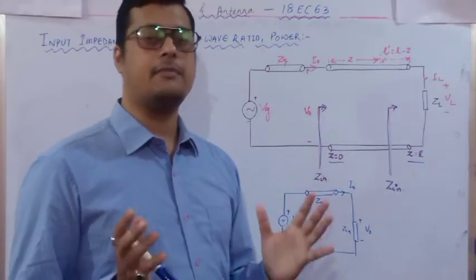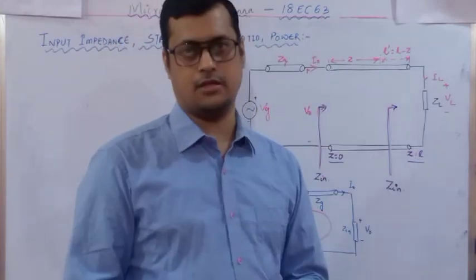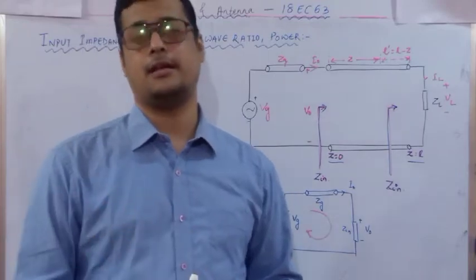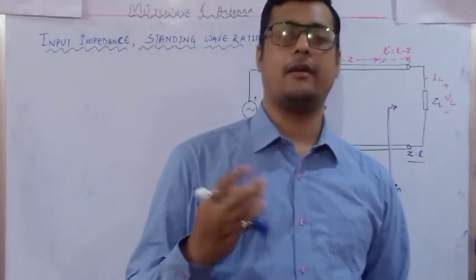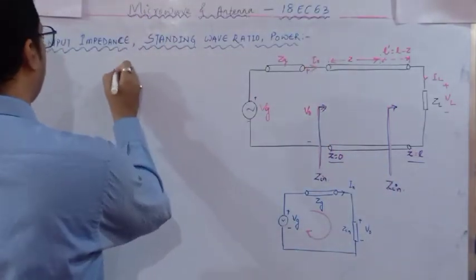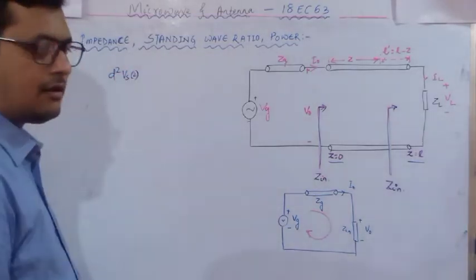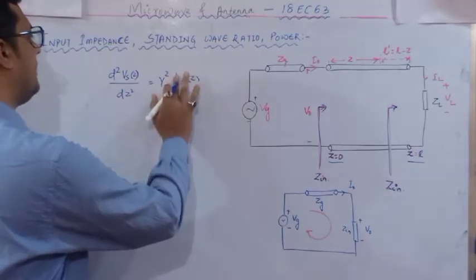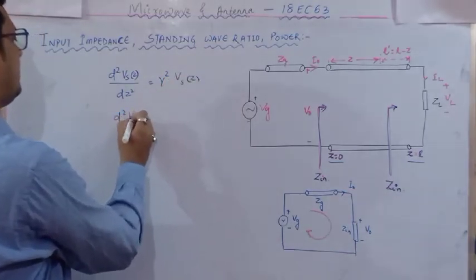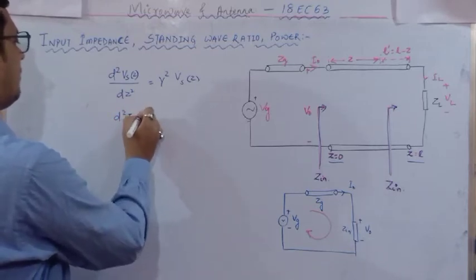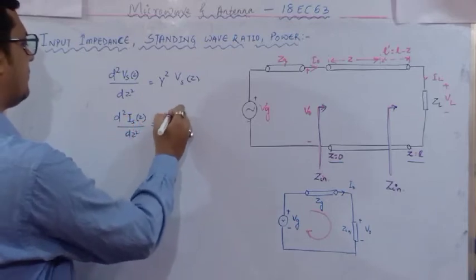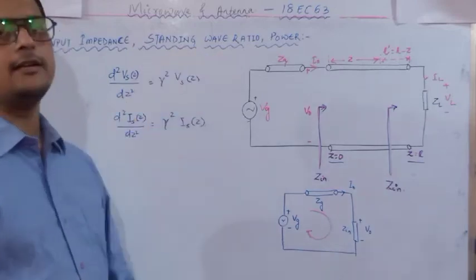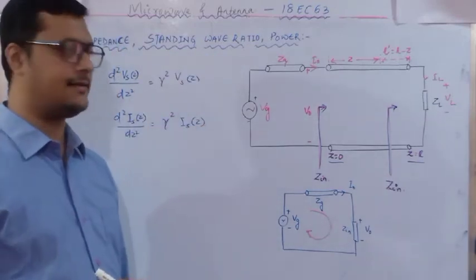And one more important thing, our main target is how much maximum power we can deliver to the load. So power calculation is also there. Now how will we proceed with all these things? We will proceed with the help of the wave equations that we derived in the previous classes. Let me write them once again. One is d square Vs of z by dz square equals gamma square Vs of z, and the current wave equation is d square Is of z by dz square equals gamma square Is of z. These are the two basic wave equations through which we can proceed to calculate the input impedance, standing wave ratio, and the power calculation. Let's see.